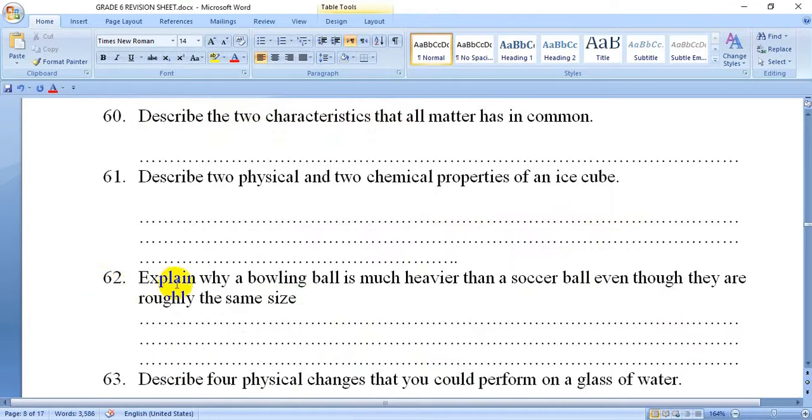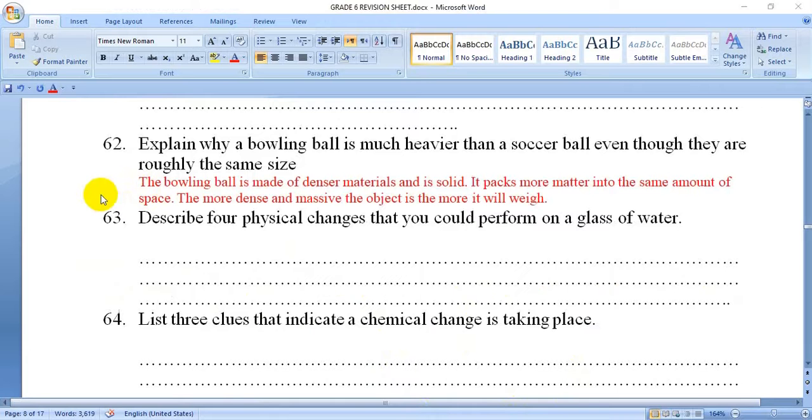Question 62. Explain why a bowling ball is much heavier than a soccer ball even though they are the same size. Why? If they have the same volume, why don't they have the same mass? So the answer for this question: because the bowling ball is made of denser material and is solid. So the bowling ball has more matter inside and it has more density.